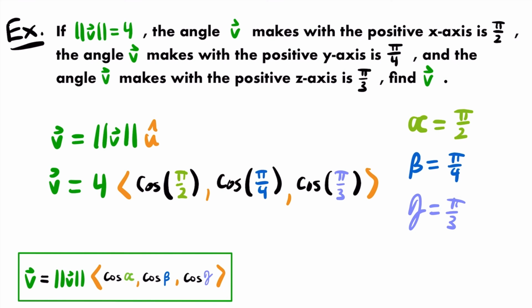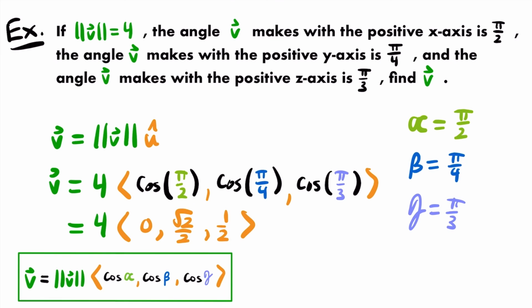And so if we simplify, our vector will be equal to 4 times cosine of pi divided by 2. That's equal to 0. So our x component of the unit vector is 0. Then we have cosine of pi divided by 4. That's equal to the square root of 2 divided by 2. So that's our y component. And then for the z component, we have cosine of pi divided by 3, which is equal to 1/2.